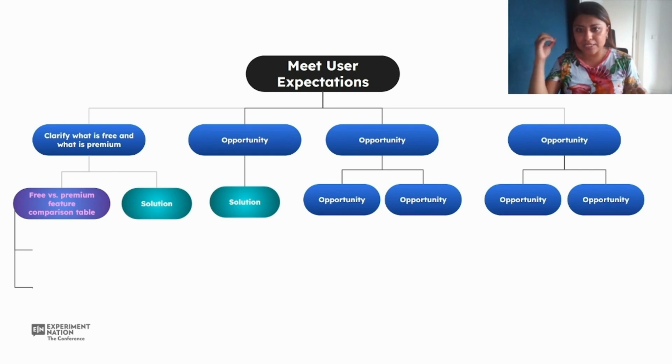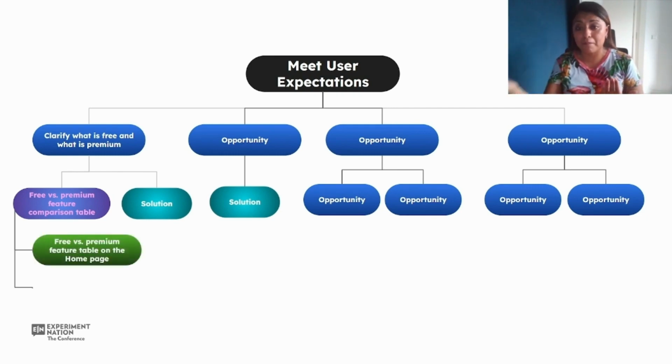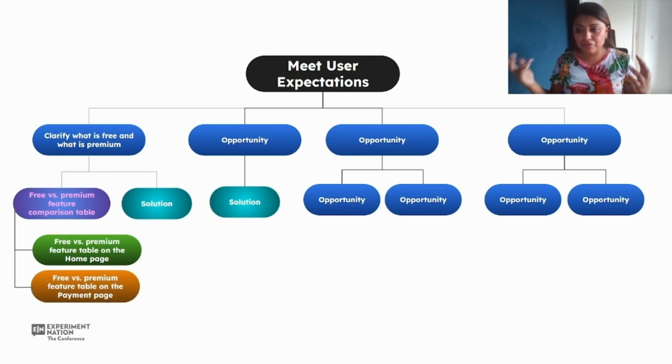But if you think deeply about that solution, there is more than one experiment there. One of the experiments could be adding the free against premium feature table on the homepage. Another could be adding the free against premium feature table on the payment page. So, as you see, a solution can be turned into many experiments. So instead of having one experiment that will solve your problem, you will have two or three possible experiments per solution. Now, how do we prioritize those experiments?